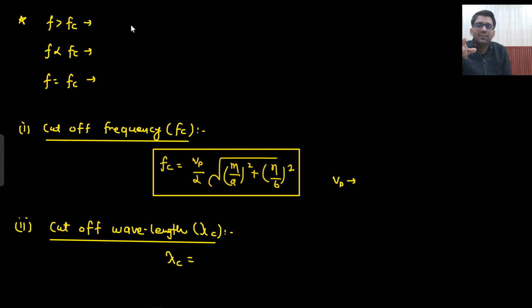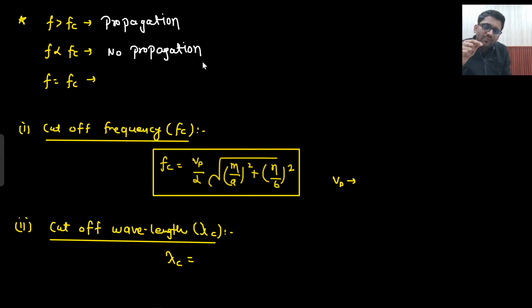Okay. So if f is greater than fc, that means there is propagation. And if f is less than fc, there is no propagation. And if f is equal to fc, then also there is no propagation, but there will be oscillations. Now why there will be oscillations, that I will tell you later in this lecture only. I need to tell you why there will be oscillations at f equals fc.